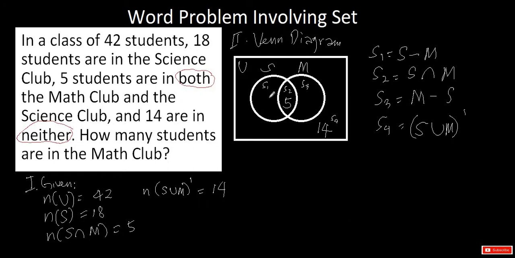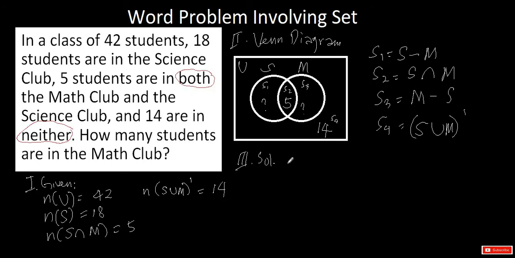Now, the problem here, we need to find the cardinality of S sub 1. It is still unknown. This is S minus M, the cardinality of S minus M. Then S sub 3 is also unknown. This is the cardinality of M minus S. Okay, so the next part of our solution is part 3, where we are going to show our solution in order to populate the unknown cardinality of the regions in our Venn diagram, like S sub 1 and S sub 3.